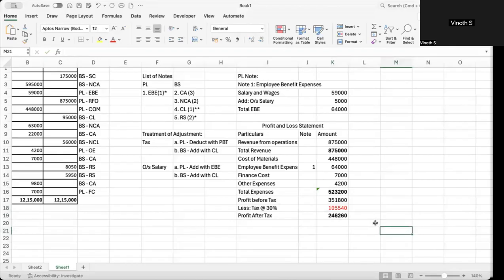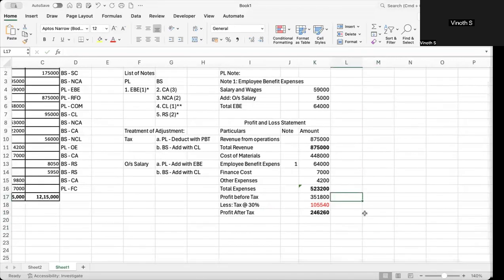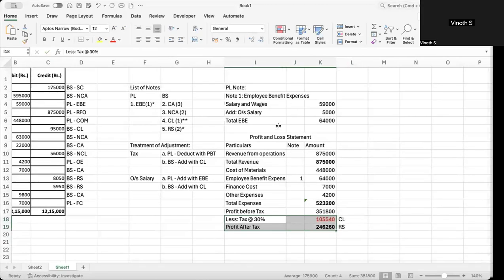Please understand this: whatever profit before tax you calculate, this tax value we are moving to current liability. Similarly, this profit after tax we are adding along with the reserves and surplus. So both these values are transferred from the P&L. That's why I told you very clearly, prepare the P&L note and P&L statement, then go for the balance sheet. Now, the first statement is over.